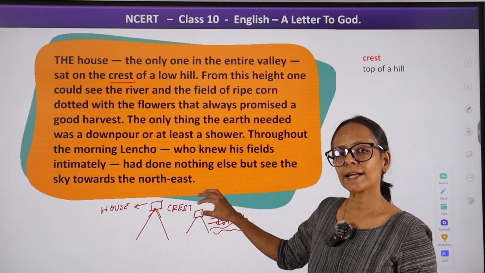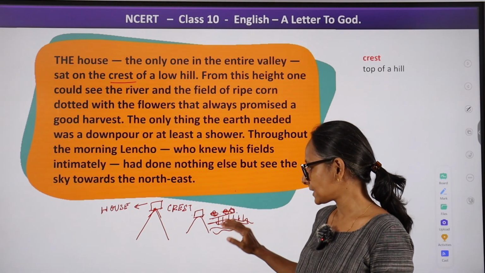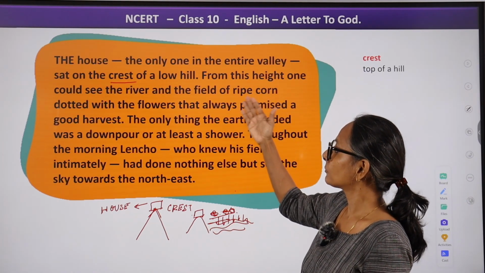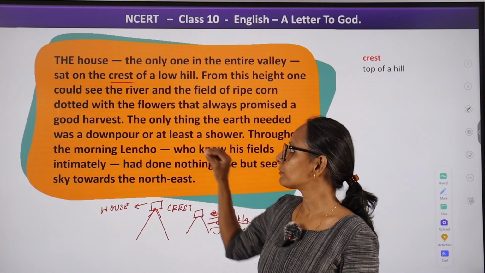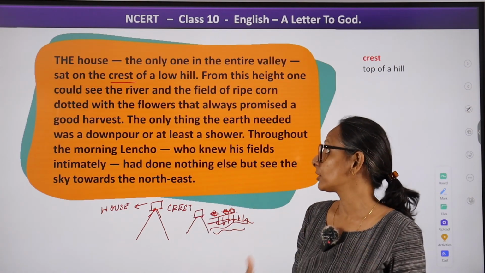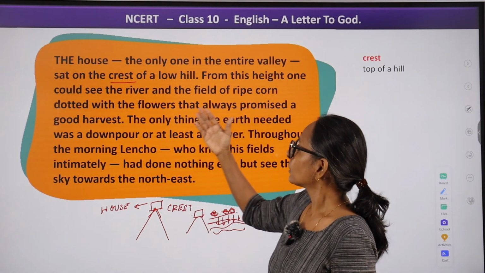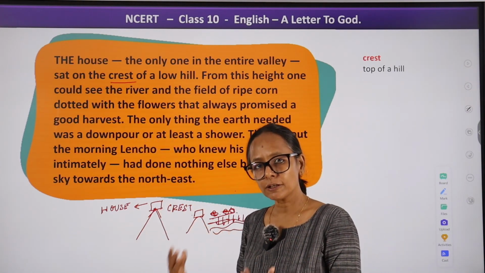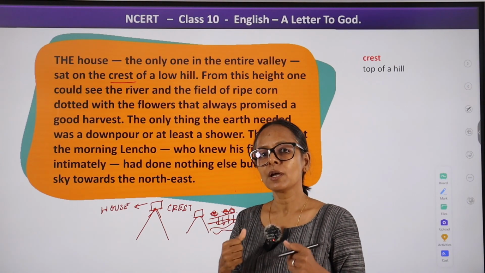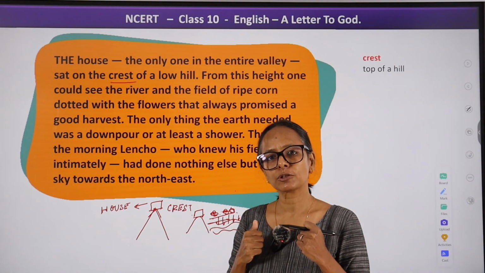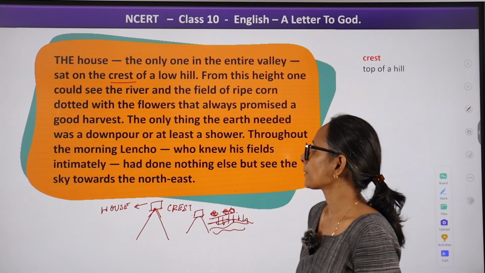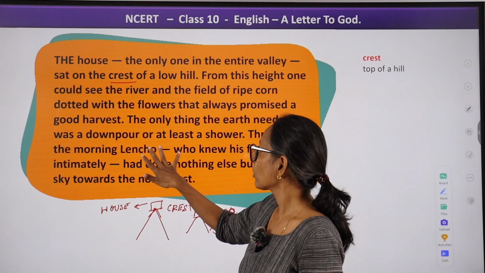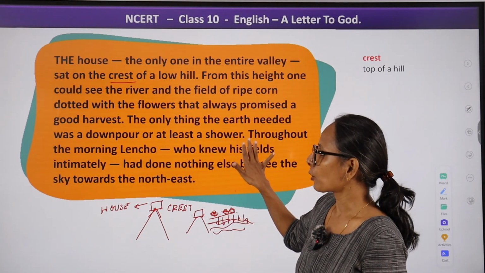So if one stands on the top of this hill and sees, what we can see is the river and the field of ripe corn that are having flowers here and there, and that look really beautiful, and that always promised a good harvest. So now when you look at the crops here, the corn that's growing, one can feel that the farmer is going to get a really good harvest this time.